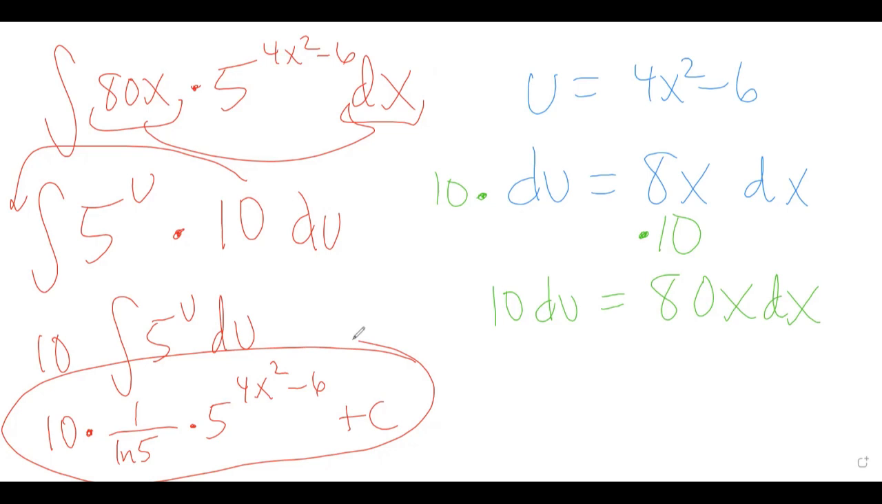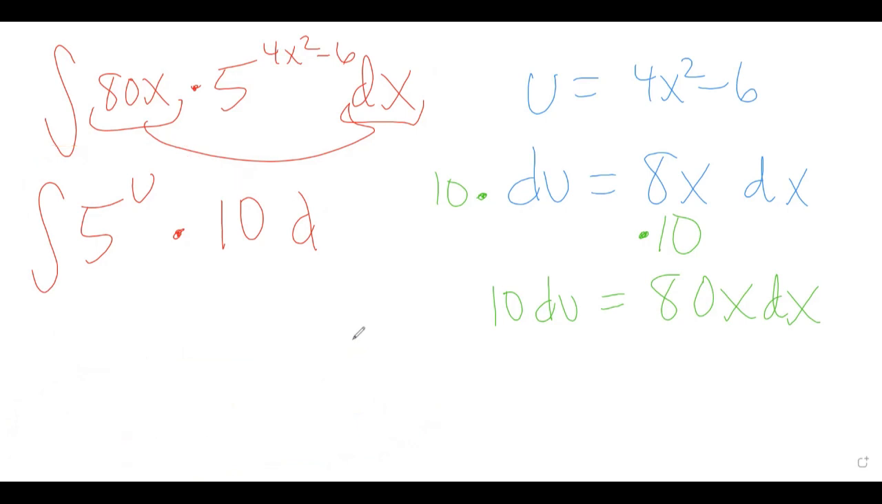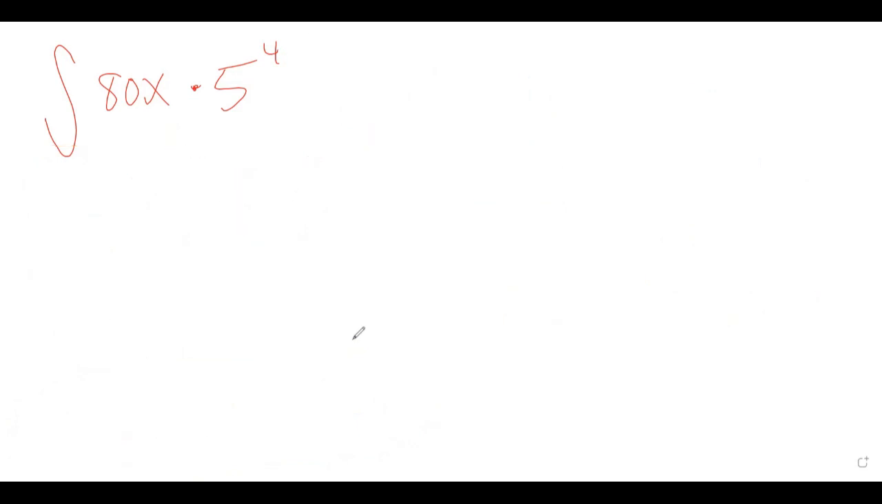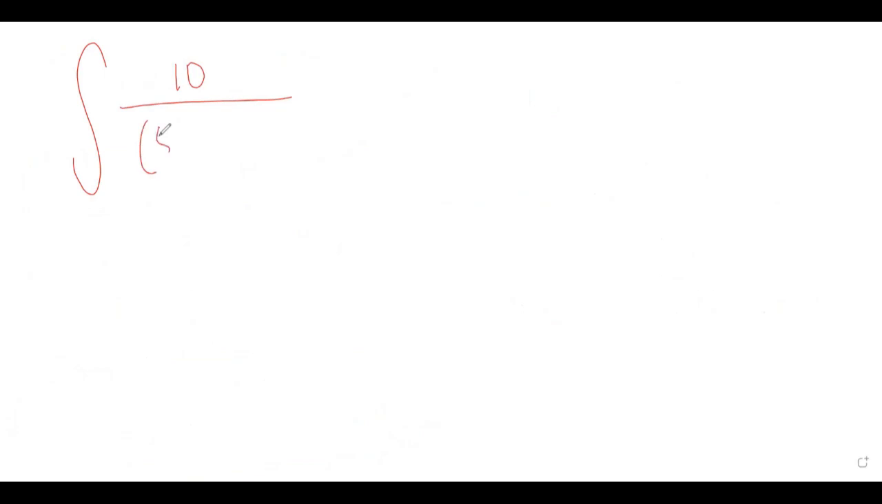All right, so how about we try one more problem? Let's get rid of all of this. Let's do one with, let's see, how about this one here? Let's go integral of, let's say, 10 over parentheses 5x plus 2 to the power of, let's say, 1/4 dx. Let's see how this one goes. Last one for this video.